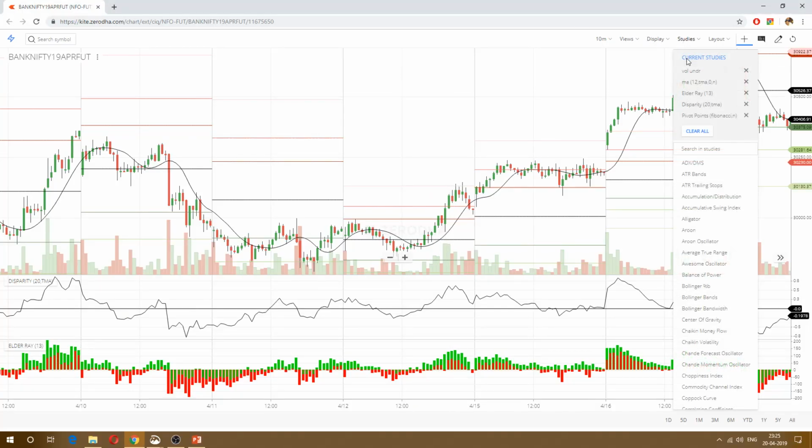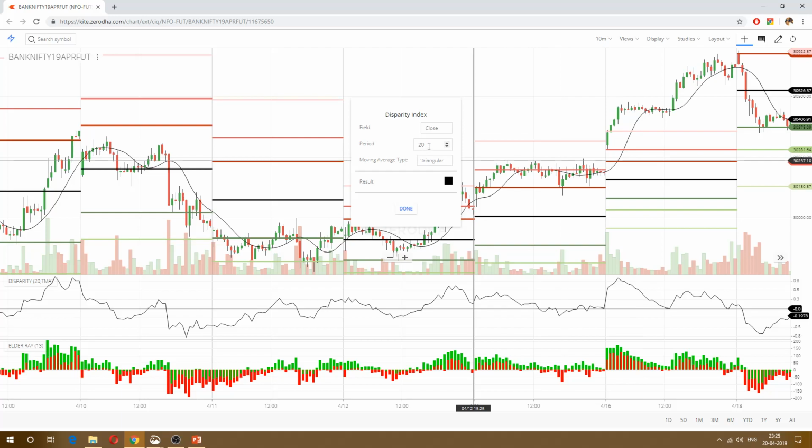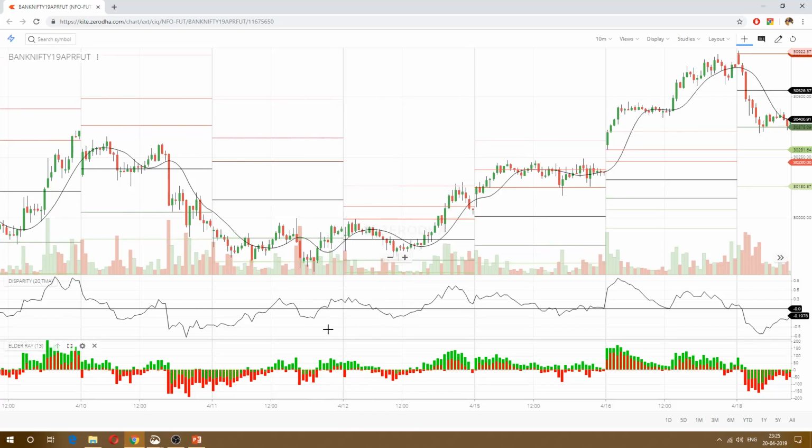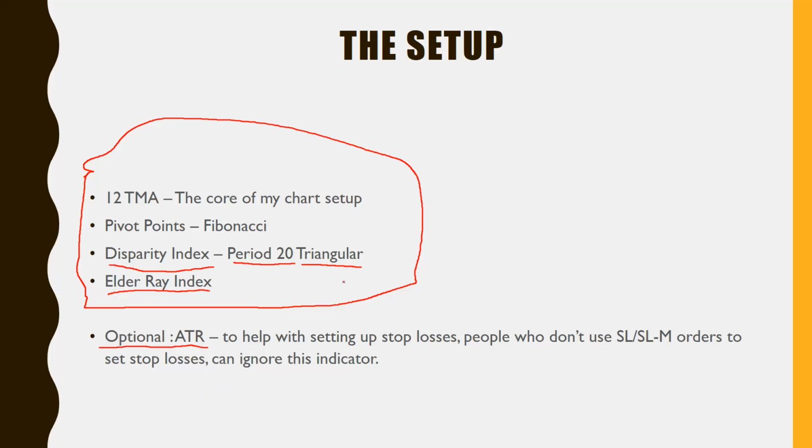In disparity, just select 20 period, go for triangular, and field should be close. Done. This is your disparity indicator. I have placed a horizontal line here so that it's easier to understand. Let's first understand what is disparity.